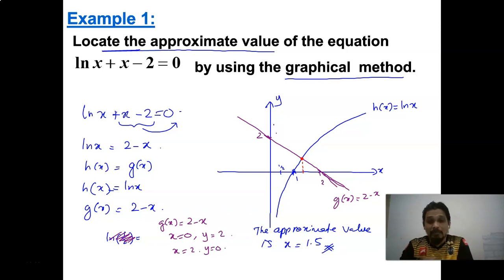It can be 1.3, it can be 1.2 or 1.4 or 1.35. It's all up to you. If you say this one is 1.35, it's still correct. 1.45 is still correct. As long as you can see here, you can just estimate this point very close to 1. It's not even half. It might be 1.25. Because the question did not state the value of x, we can decide by looking at the intersection point between these two graphs.